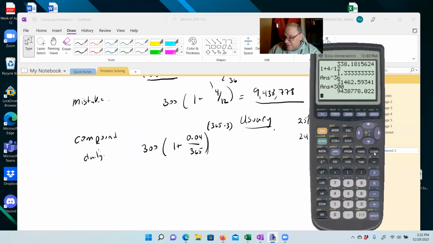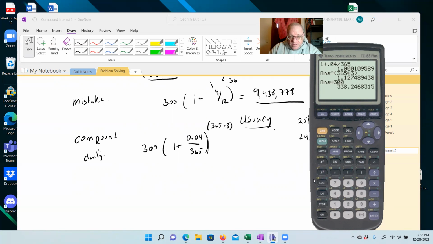Even if you take a cash advance, credit cards will charge you a daily interest rate. But it's 1 plus 0.04 divided by 365. I don't think they really count leap years, but there we go. So that's what we're going to end up with, raised to parentheses, 365 times 3 years. The second most common mistake is people don't put the parentheses, they just put the 365 times 3, and it's not the same. Then we end up with that, and then times 300.